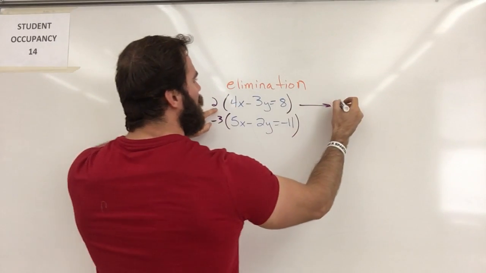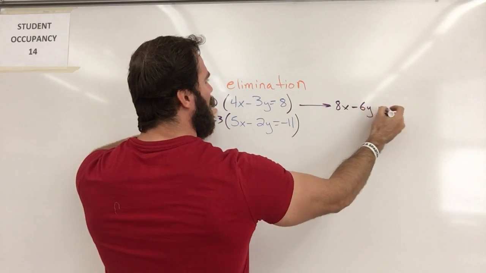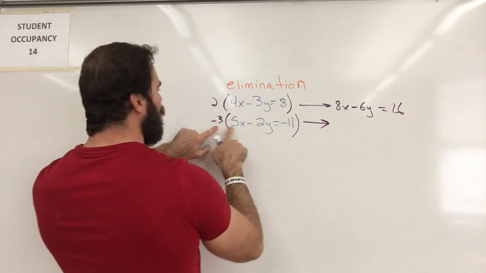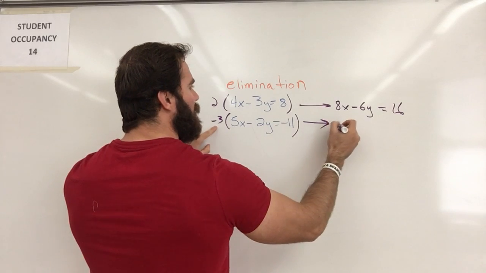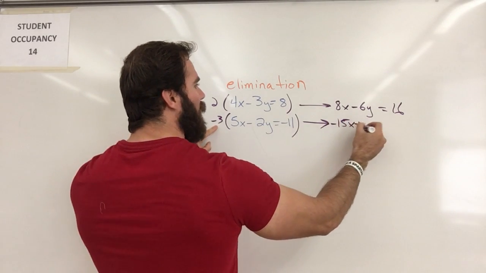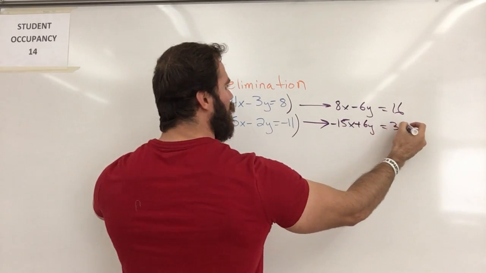2 times 4x is 8x. 2 times negative 3y is negative 6y. 2 times 8 is 16. Negative 3 times 5x is negative 15x. Negative 3 times negative 2y is a positive 6y. Negative 3 times a negative 11 is positive 33.